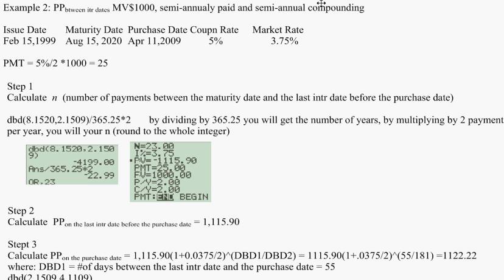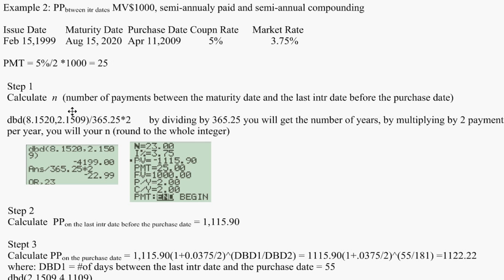In example 2, we have exactly the same case, except we're not buying on interest date, but we're buying between interest dates. That is, in this case, we're buying on April 11, 2009. The preceding interest date was February 15, 2009, and the next payment date is going to be August 15, 2009.